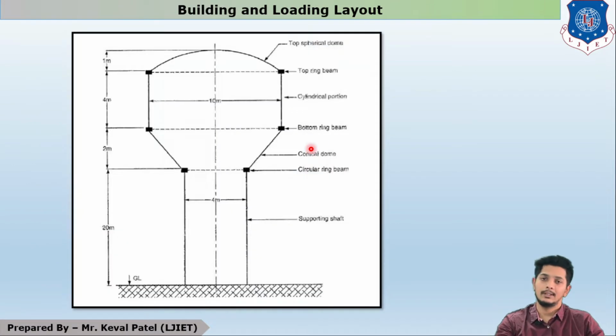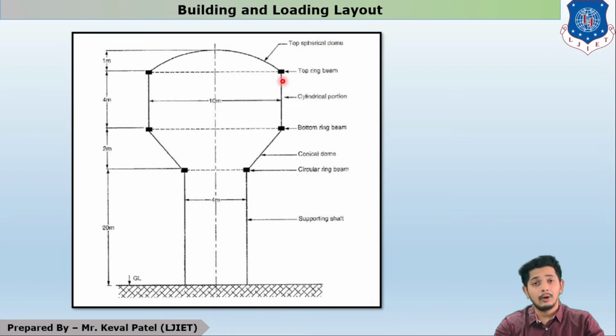Let us see further. Here is a graphical representation of the water tank. Here we can see top spherical dome is having height 1 meter. Now the cylindrical portion is having height 4 meter. This conical portion is having height 2 meter, and the shaft which is supporting the tank is 20 meter height, and this is the ground line. If we talk about diameter, the supporting shaft is 4 meter and the diameter of the cylindrical portion is 10 meter.